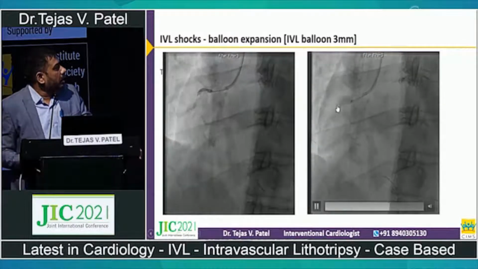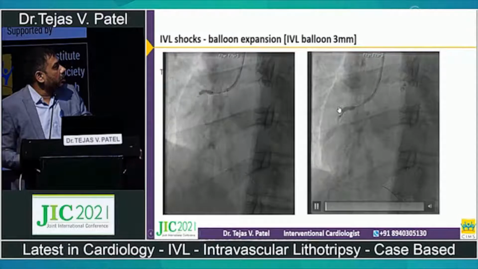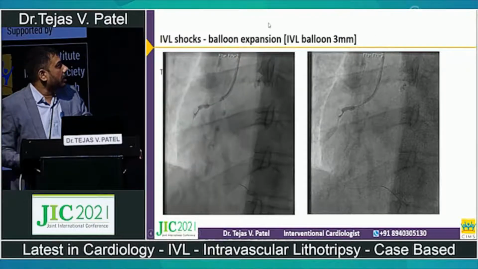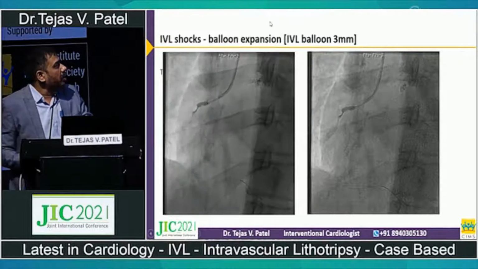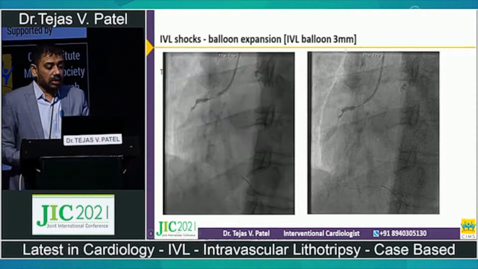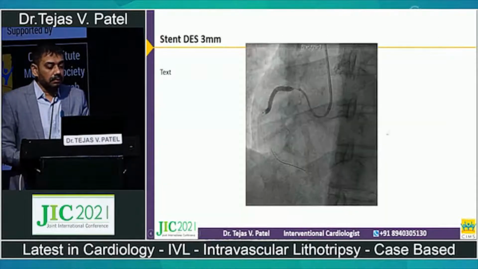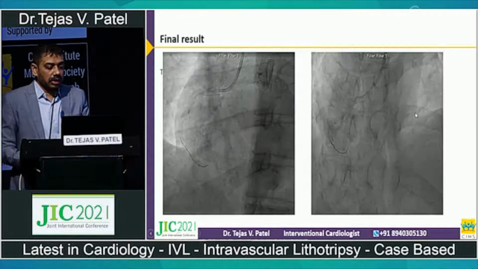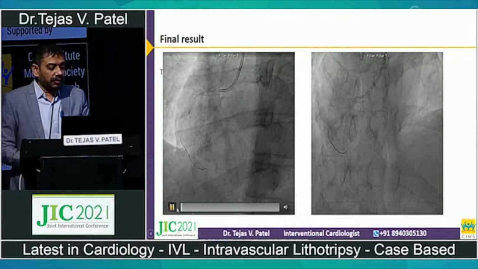And the bubbles are showing that we are delivering the shock. The entire balloon is outside. It is a simple balloon system that is connected outside to the console, through which we can deliver the shocks to the coronary artery. After putting the stent, you can see it here. This is a distal mid RCA stent, and this is the proximal, the new stent which we put there, and this is the final result after the angioplasty.